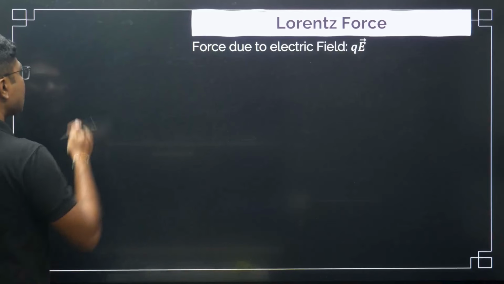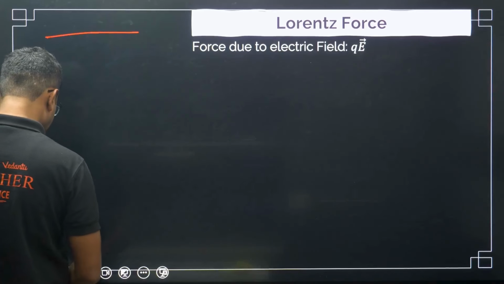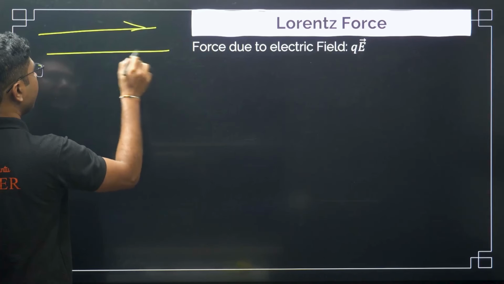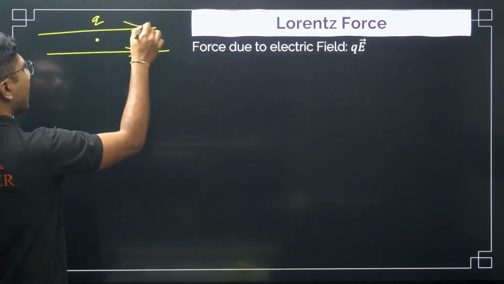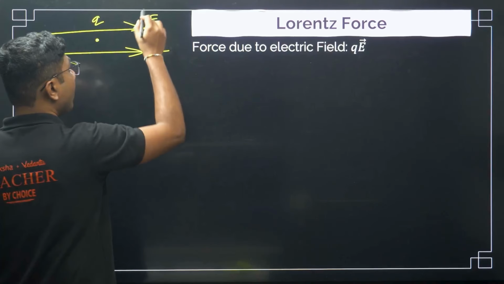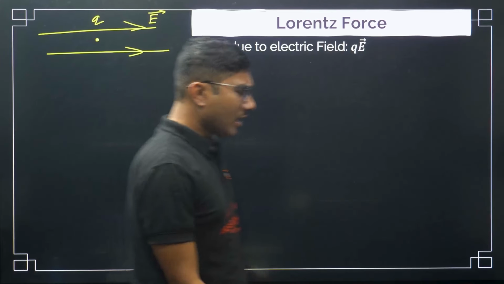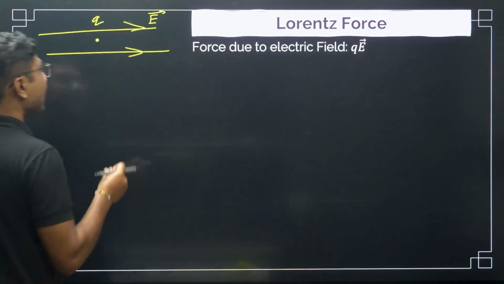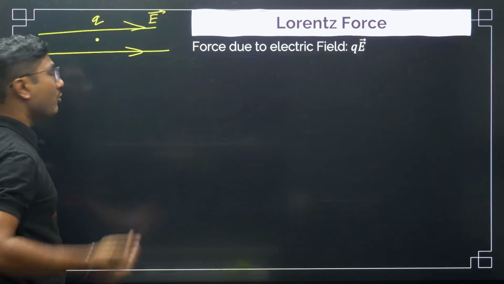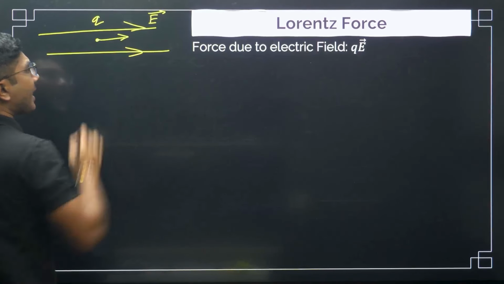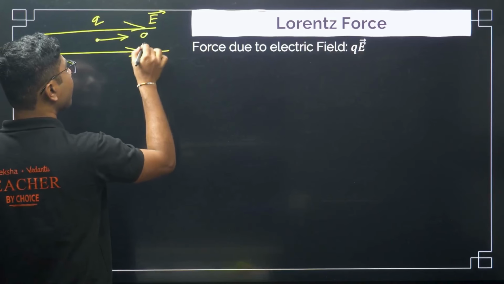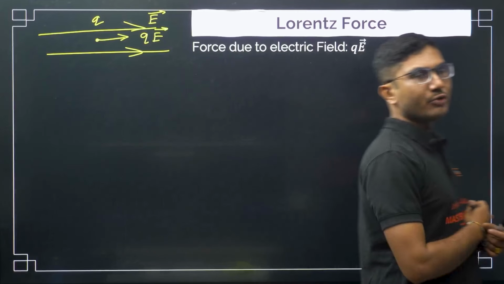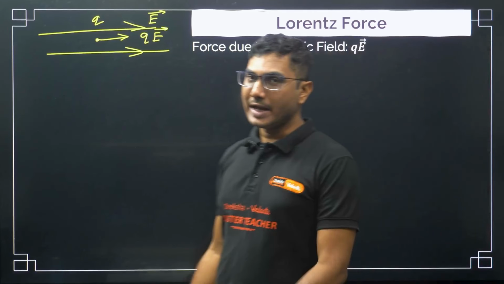Suppose we have a charged particle, and we keep it inside an electric field. We have a charged particle Q and an electric field, say E vector. Obviously electric field is a vector. Now what will be the force acting on this charged particle? If the charge is positive, it will experience a force in the direction of the electric field, and the magnitude of that force is given by Q into E. In fact, it will be Q into E vector, which gives the direction as well as the magnitude of the force.